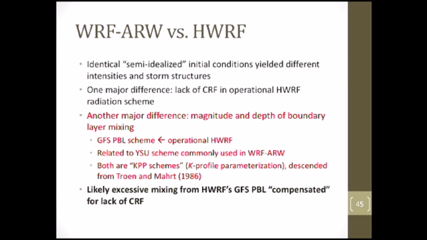Basically, excessive mixing in the boundary layer in the HWRF model was essentially compensating for the lack of cloud-radiative forcing in the radiation scheme. That boundary layer mixing also controlled the storm size. As the boundary layer mixing got larger, the storm sizes got bigger, so that with the excessive mixing, when they fixed the radiation bug, the storms became monsters in size.